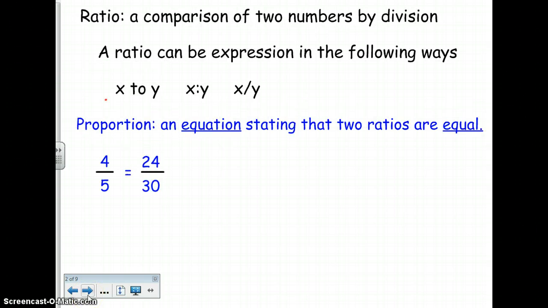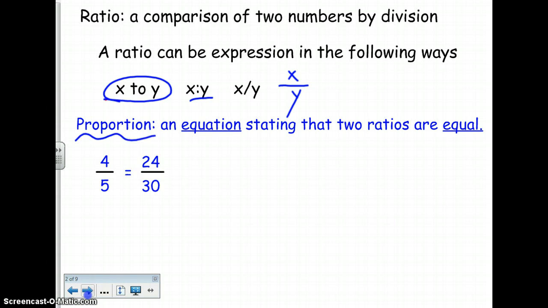So a ratio is simply a comparison of two numbers by division. We can write it out in words, x to y. We might use a colon in the second version, or often we typically see ratios as a fraction. So this is comparing x to y in a fraction.